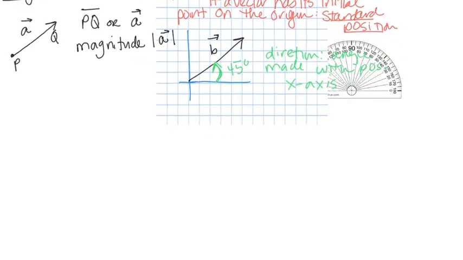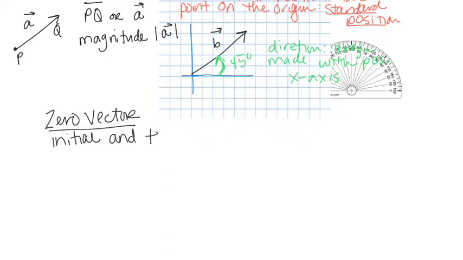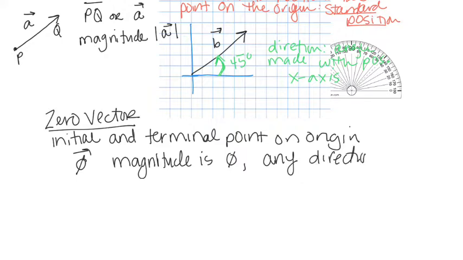Other notes that would be nice to have: something called the zero vector. So this has its initial point and terminal point on the origin. We call it the zero vector like this. The magnitude is 0. And it's in any direction. Okay.